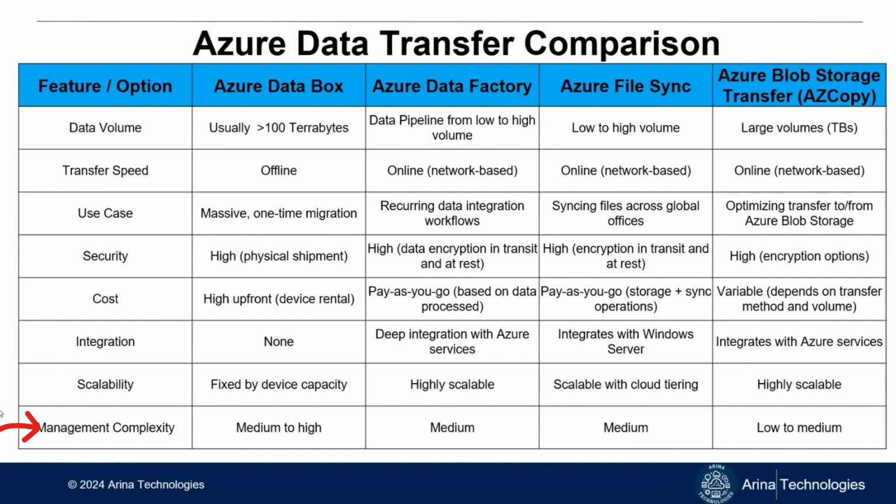What is the management complexity? I put medium to high for Data Box because you'll have to work with support, coordinate the logistics for moving the data, and consider the cost part. Data Factory is medium, because it's not an issue of shipping the data; it is based on the code that you write. Likewise, File Sync is a very seamless service, and there are going to be no issues, which is why I put it at medium. Also, AzCopy I just put at low to medium, because it's going to be code and sending data over the internet.